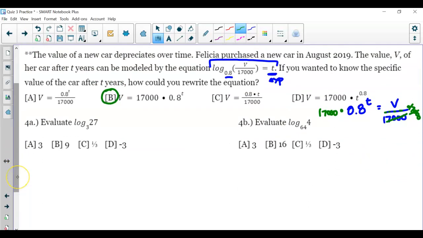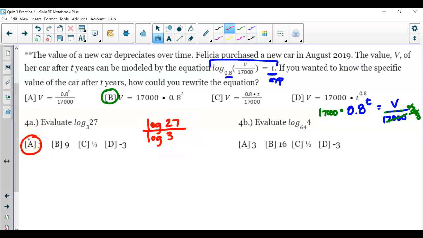So now 4a and 4b, our review on evaluating our logs here. That is not a common log. So if it's not a log with a base 10, then that means we need to use our change of base here. So you need to make sure to set this up as log 27 divided by log base 3. So here, if you put this in the calculator correctly, you should get 3.